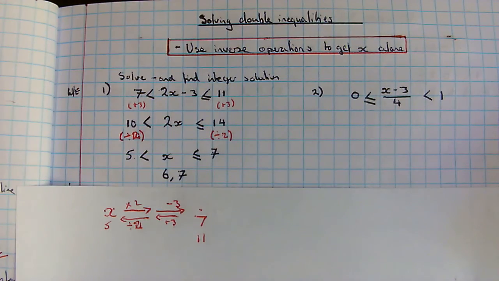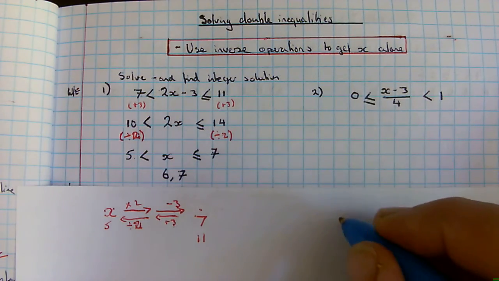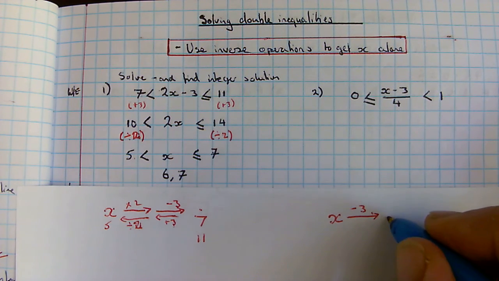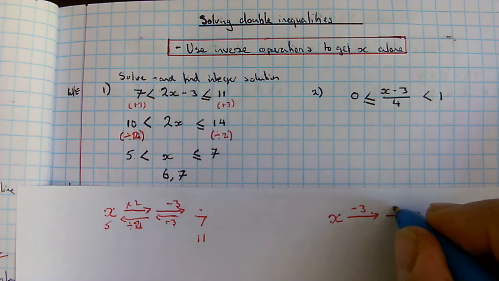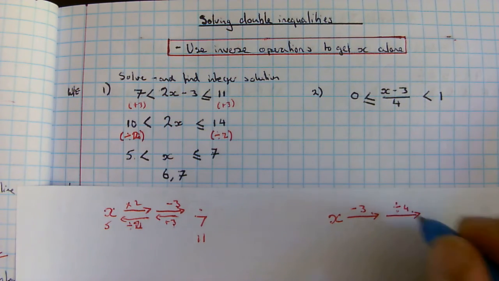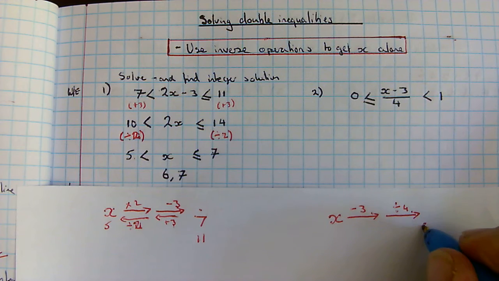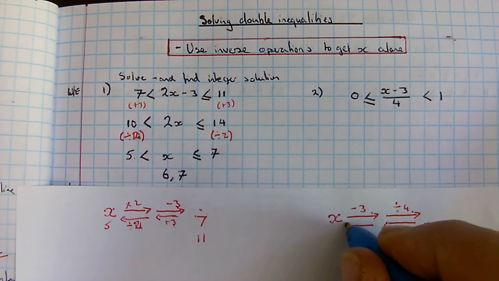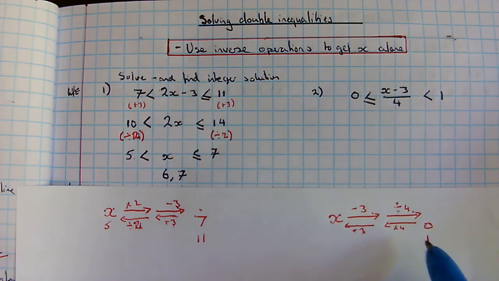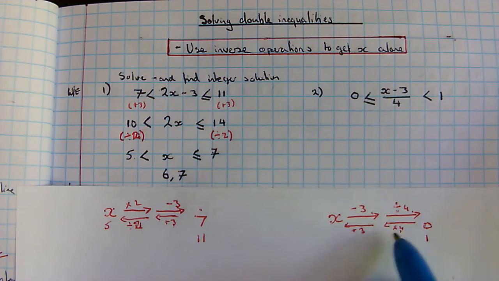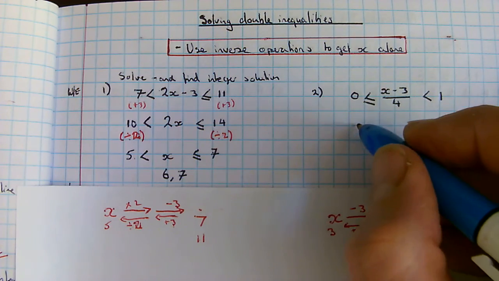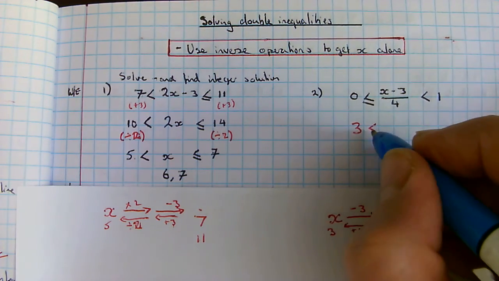Okay, so thinking about the same method here, I've got x, I'm taking away 3 and dividing it by 4. And on the left hand side I've got 0, and on the right hand side I've got 1. So going the other way around, I'm timesing by 4 and adding 3. I'm trying to get x on its own. 0 times 4 is 0, add 3 is 3. So down here I can say that I'm going to have a 3. Symbols stay the same.